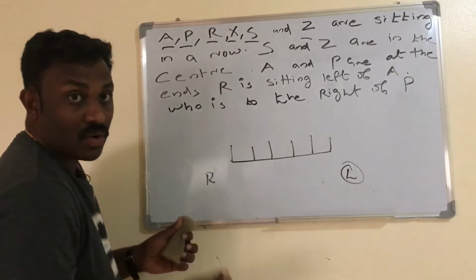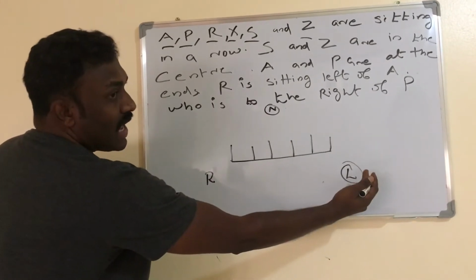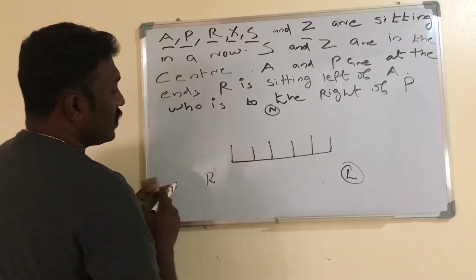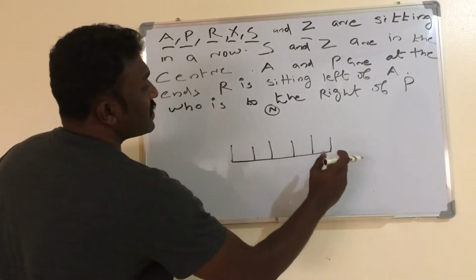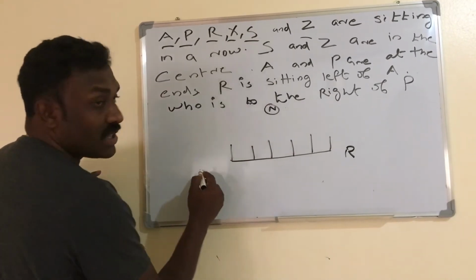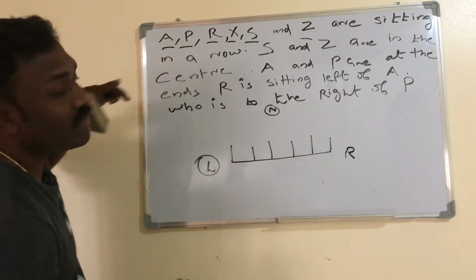So as we know, this is facing north direction. This will be the right side, and this will be the left side. Before, I made it for the south side. Now they have told, then we will come to the question.